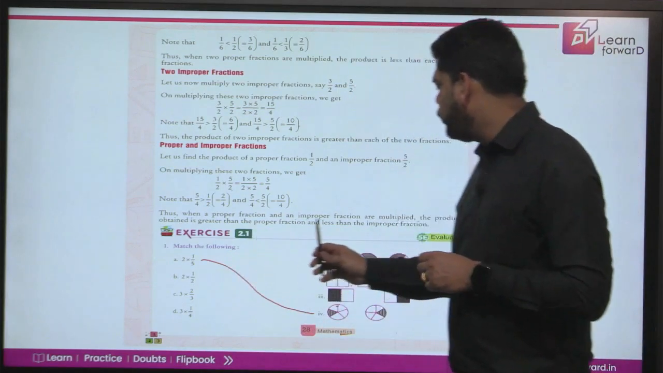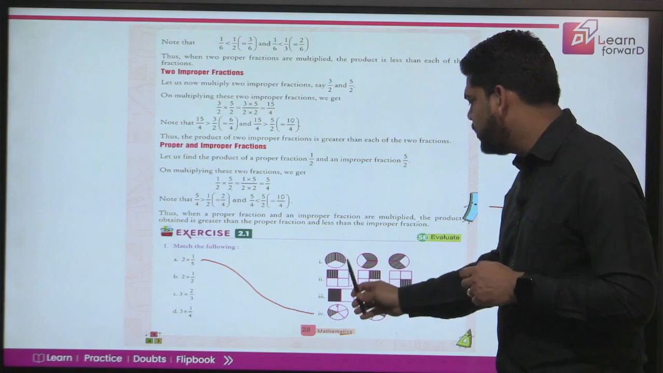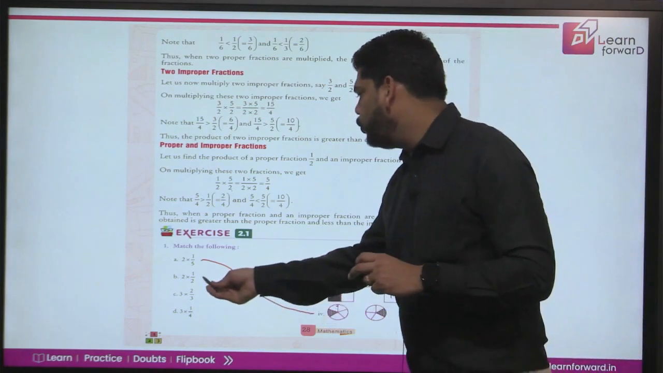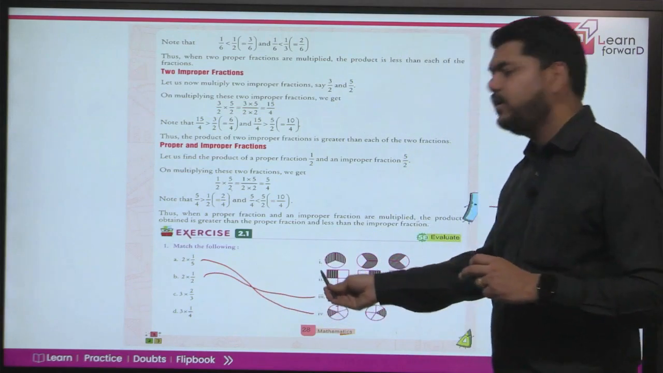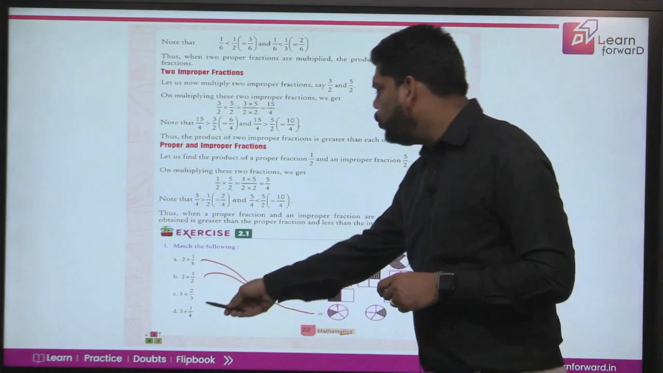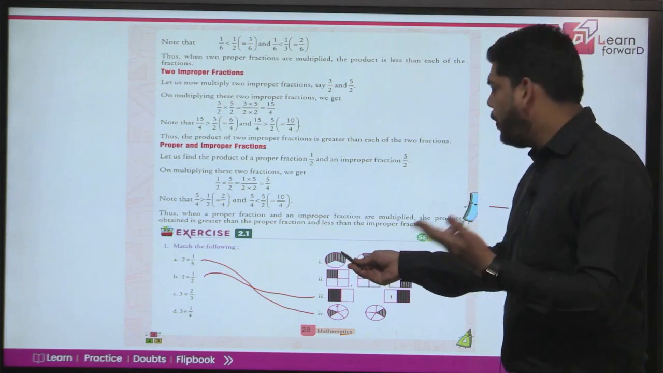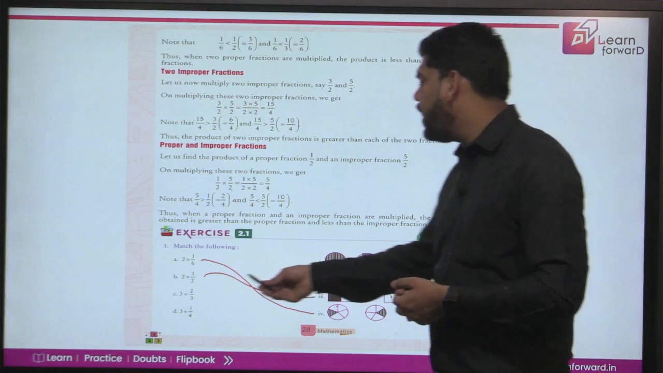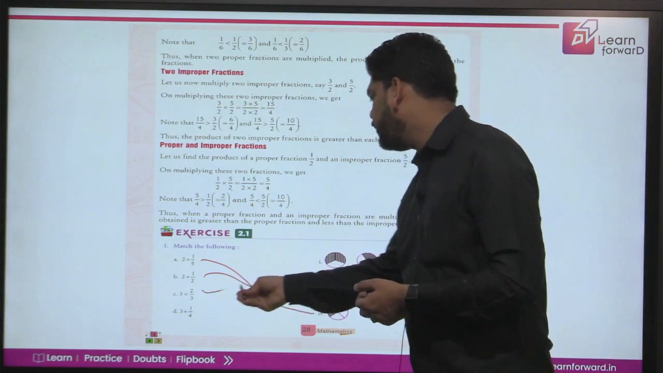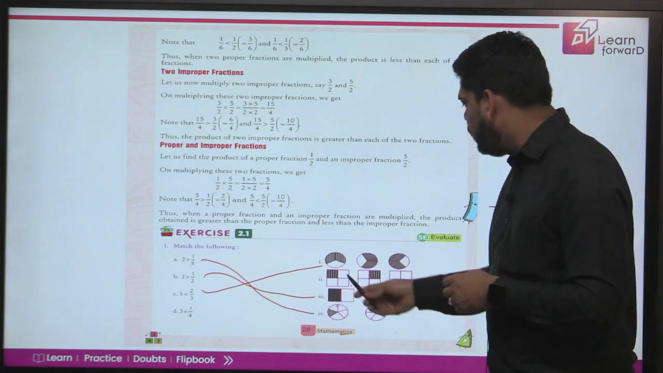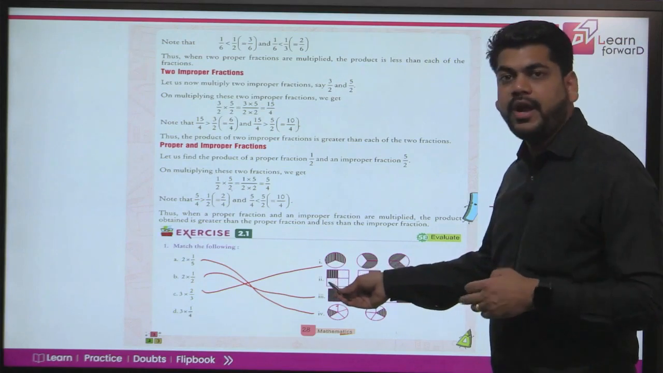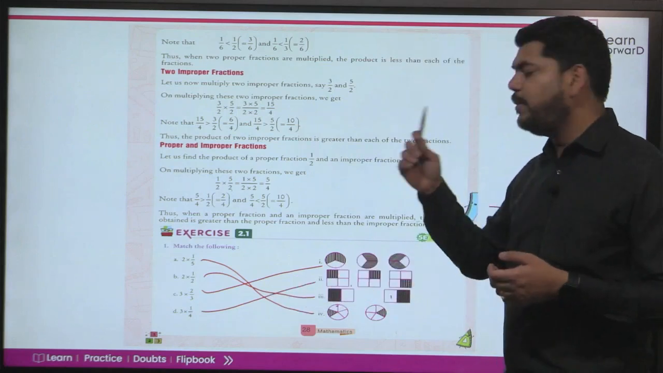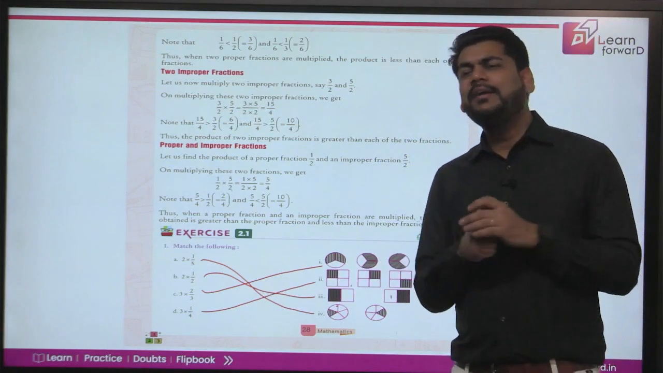Next is 1 by 2. No, this is not it, this is 1 by 2. And how many rectangles are there? 2. So 2 will be multiplied with 1 by 2. 2 by 3. This is 2 by 3. And how many circles are there? 1, 2, 3. So 3 is being multiplied by 2 by 3. Fine. What fraction is it showing? 1 by 4. And how many times? 1, 2 and 3. So 3 will be multiplied with 1 by 4. Quite an easy one, right? Okay.